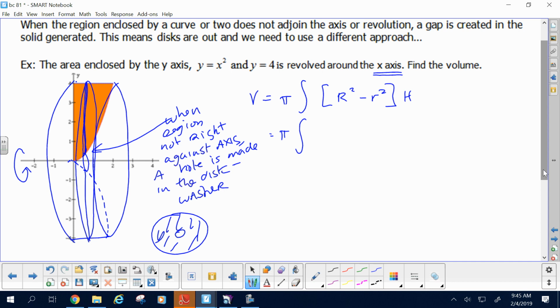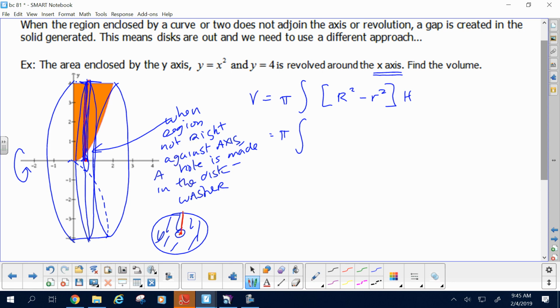Big R is the distance from the center all the way to the furthermost point, the R of the bigger circle. Here's the center of the circle, and big R is all the way out from the center to there. What's big R for that disc? How big is that radius?